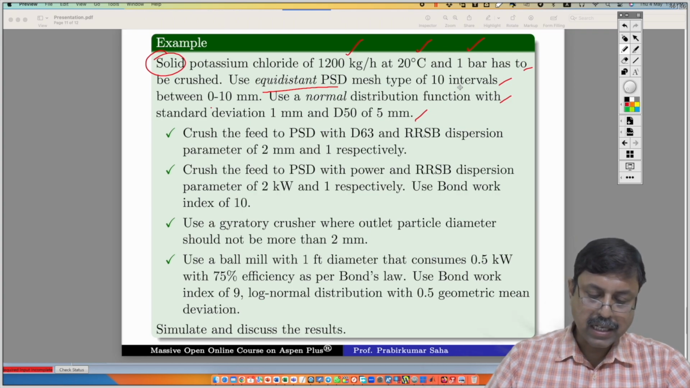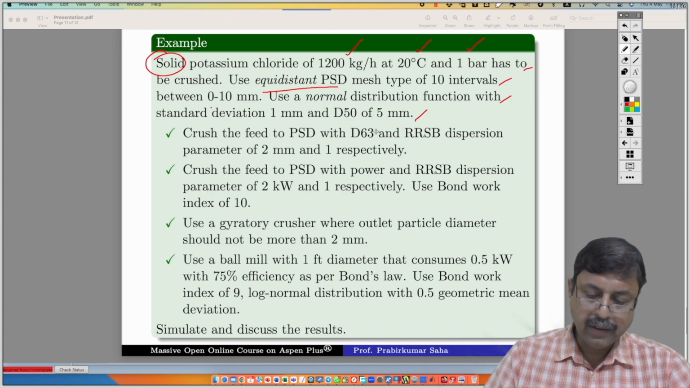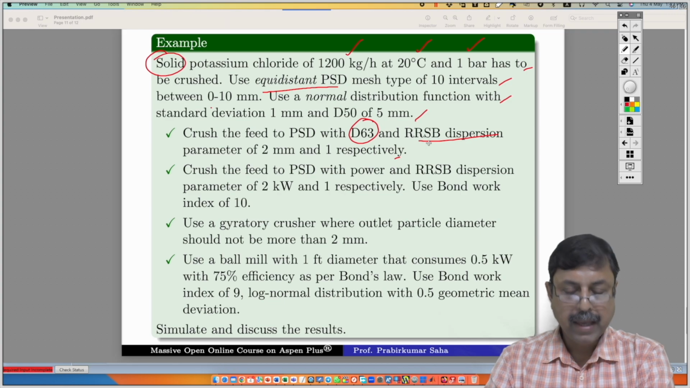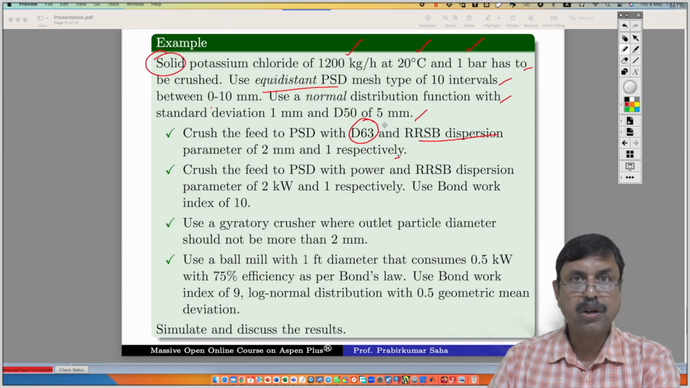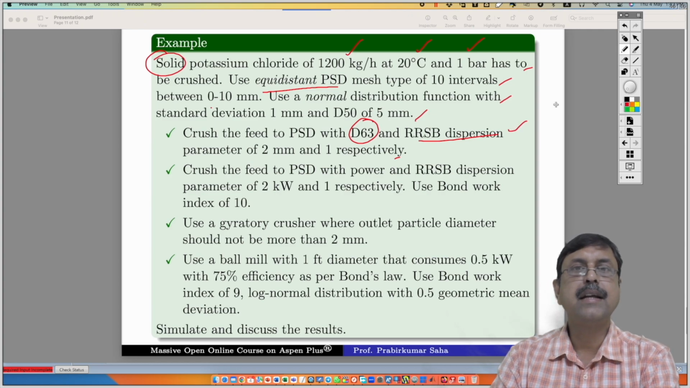That means 50% of the feed is already below 5 millimeter. Now we have to crush this feed to a new PSD. So the product PSD with D63 and RRSB dispersion parameter of 2 millimeter and 1 respectively. That means 63% of the crushed product will have a diameter which is 2 millimeter or below. That's what it means. From the statement itself, it is clear that the RRSB distribution function has been chosen over here.